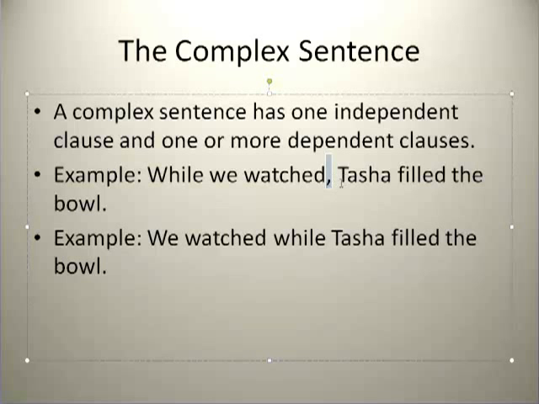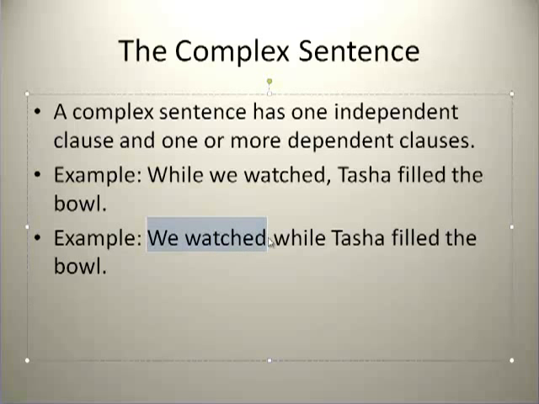The second part of the sentence reads, Tasha filled the bowl. Here we have a subject and we have a verb, and this part could stand alone as a sentence. Tasha filled the bowl could be a sentence all by itself. When we combine these, we have then one independent clause plus one dependent clause, and that gives us a complex sentence. Here's another example. We watched.